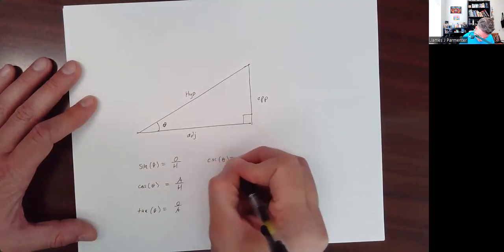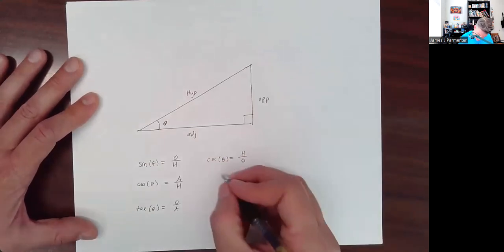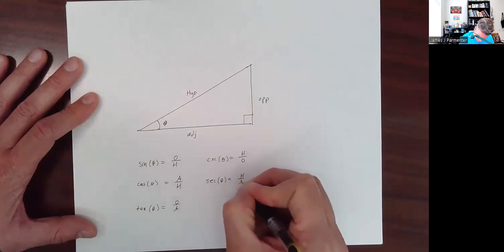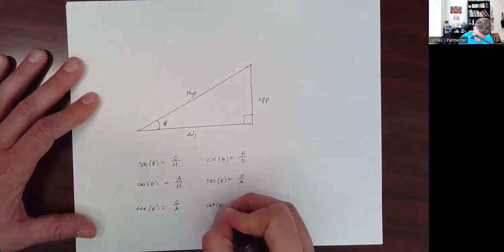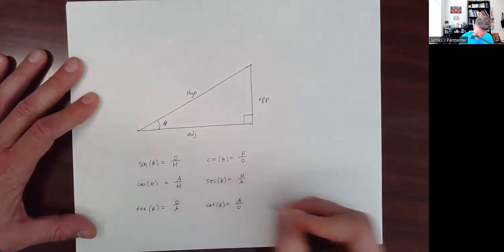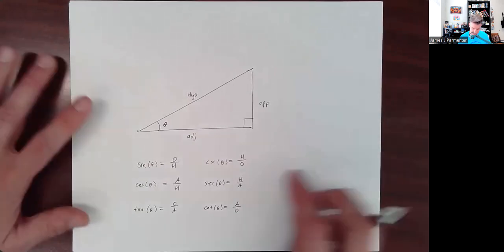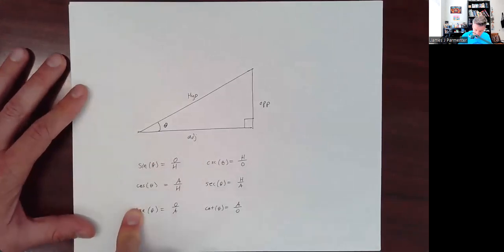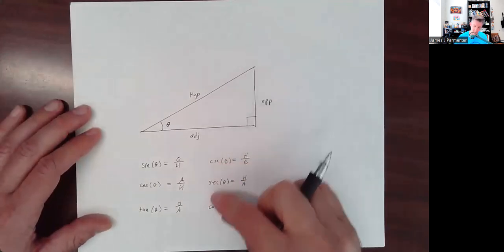Cosecant of theta is the hypotenuse over the opposite, or as I think of it, the reciprocal of sine of theta. Secant of theta is the hypotenuse over the adjacent, or as I think of it, the reciprocal of cosine. And cotangent of theta is the adjacent over the opposite, or as I think of it, the reciprocal of tangent. Definitely want to memorize these 6 trig functions. And what I really mean by that is you want to memorize these 3, and then these 3 are the reciprocals of those 3, which is why I always write them in this order: sine, cosine, tangent, cosecant, secant, cotangent.